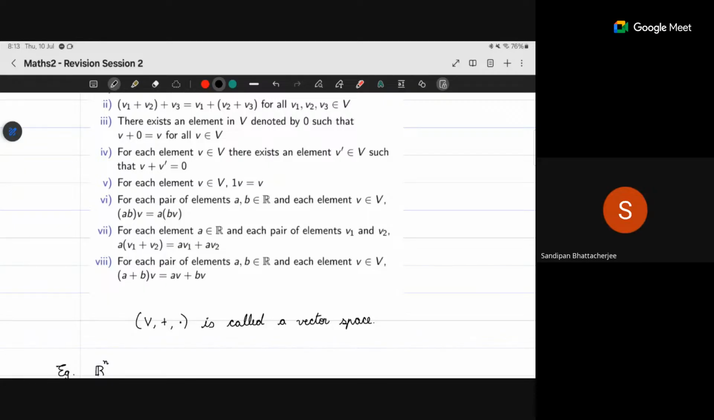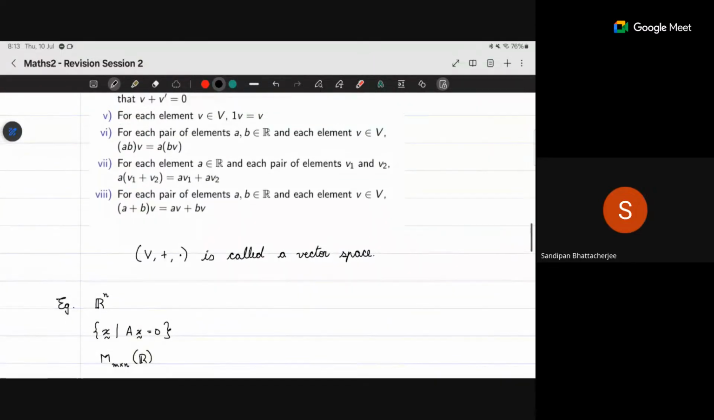So if you want to say that some property is not satisfied, you have to just exhibit one example. If some property is stated for all v, then giving one single example where that property does not hold is enough to conclude that it does not hold. What about 6, 7, and 8?